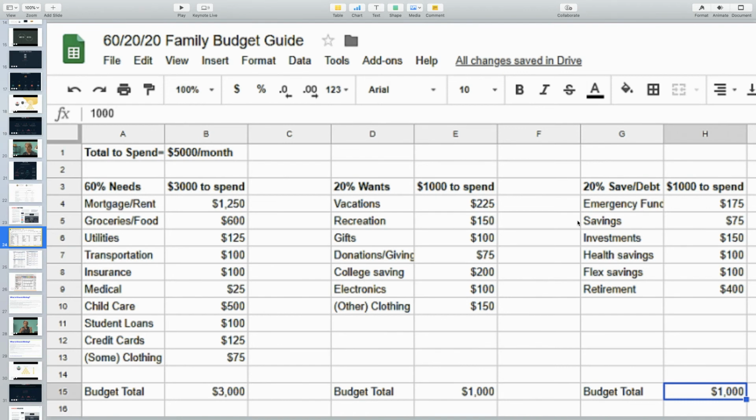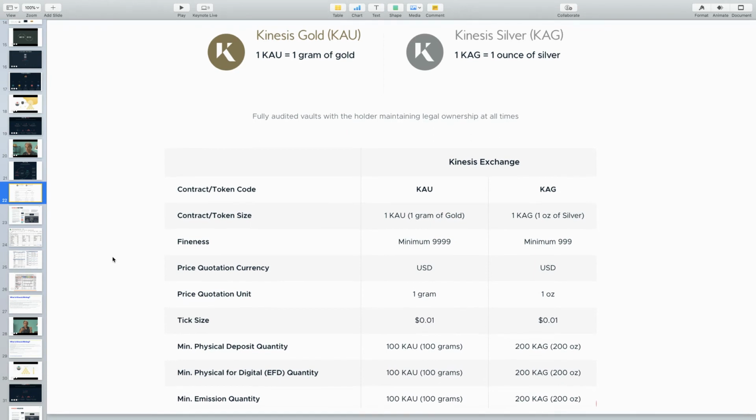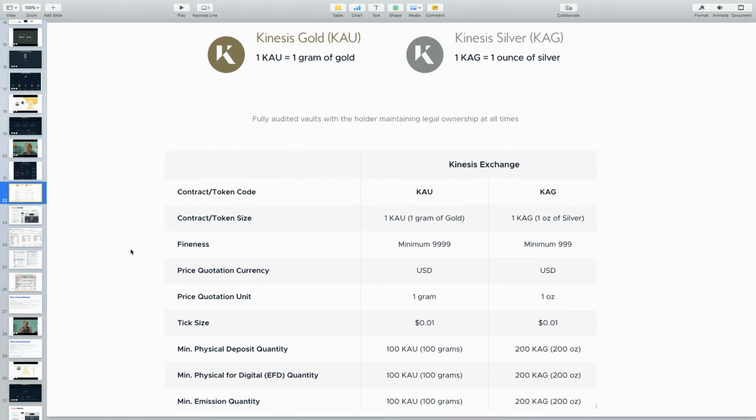So Kinesis minting allows you to put into application 100 grams of gold, 200 ounces of silver, put it into minting, and basically you're now going to convert all your spending from your minted gold and silver, and convert your spending habit and earn a yield for an existing activity. And anytime that you're not spending any of it, you activate the holder's yield, which pays a 15% yield.